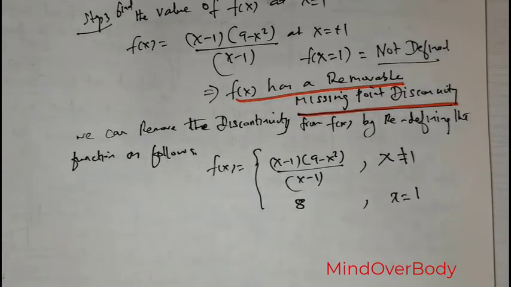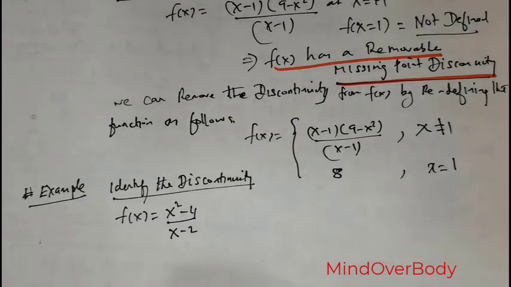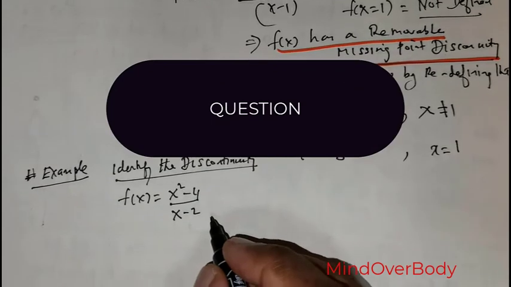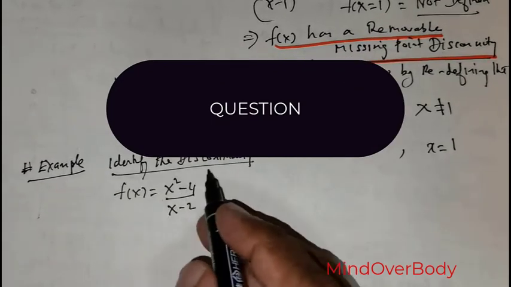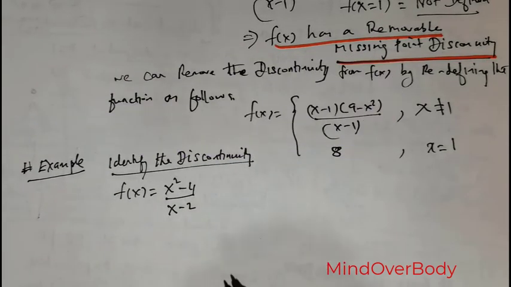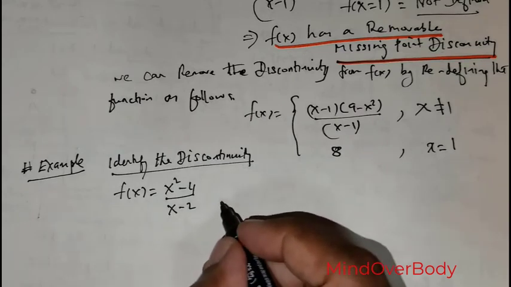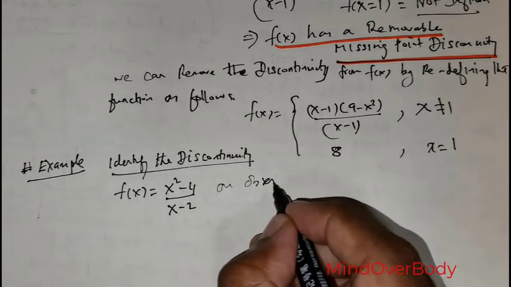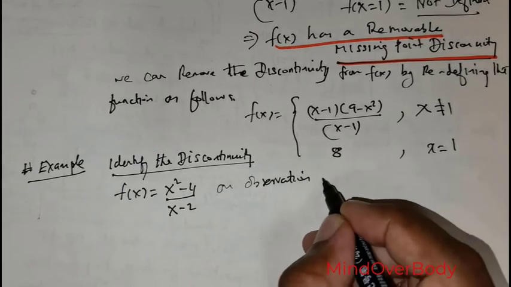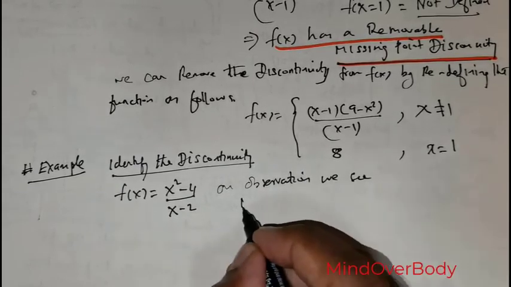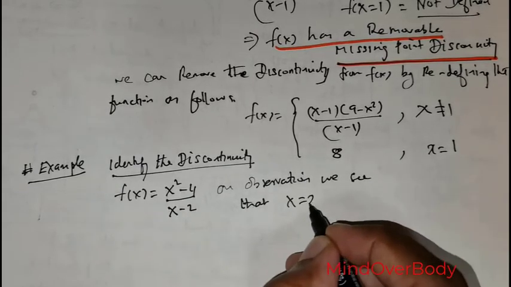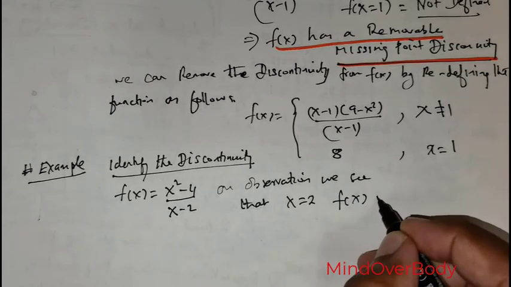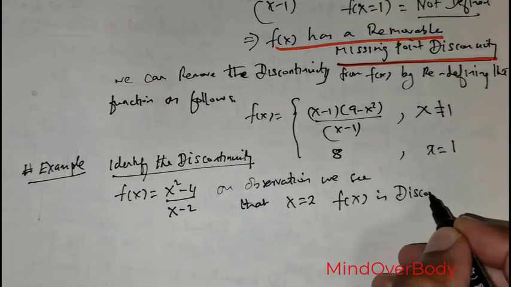So we'll move on to the next question. We got a function, and we are expected to identify the discontinuity. Foremost, we will have to find if the function is discontinuous. On observation, we see that at x equal to 2, f of x is discontinuous.